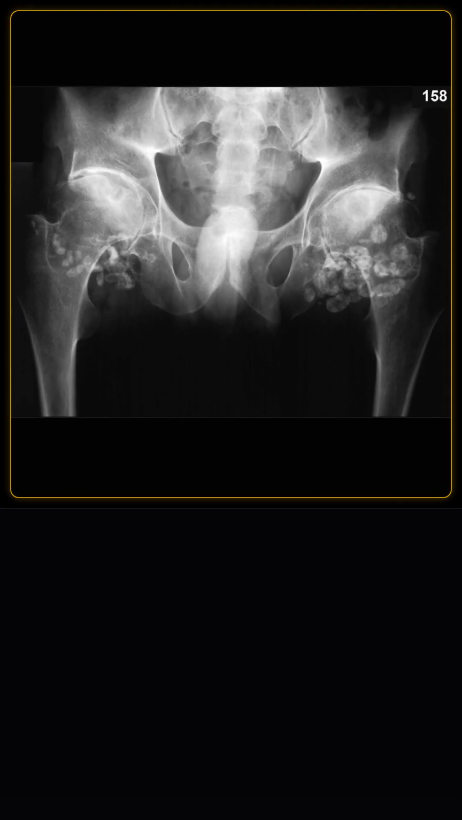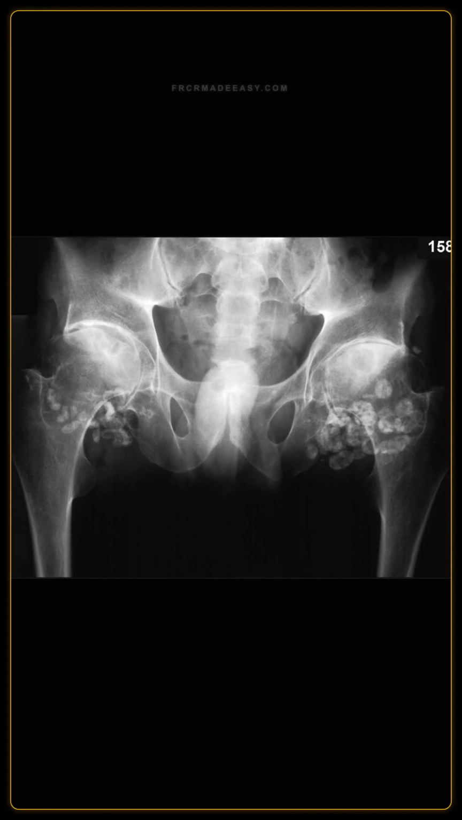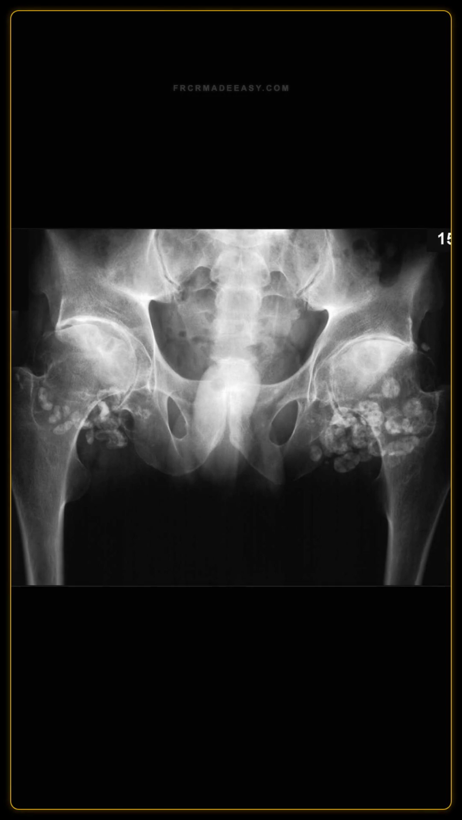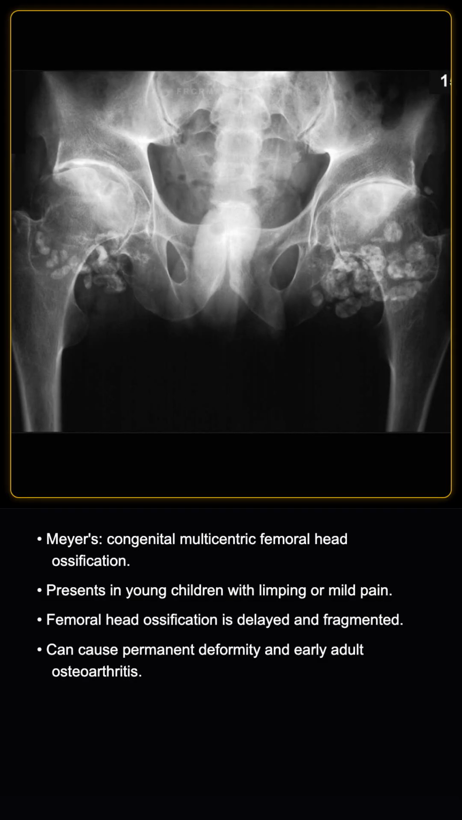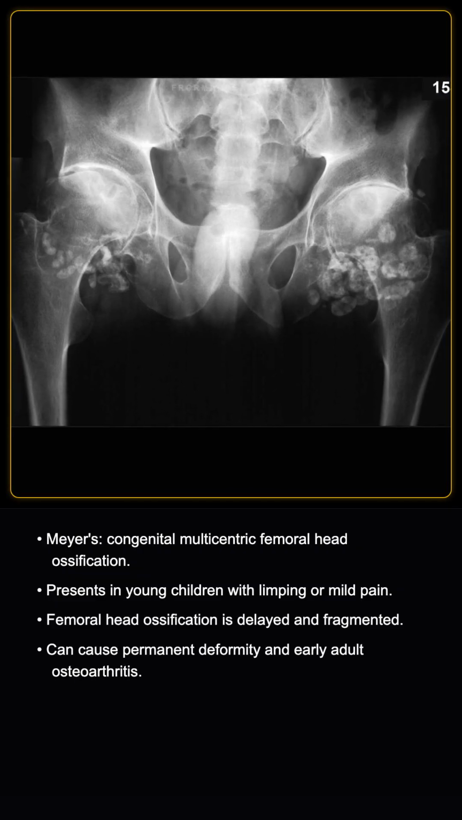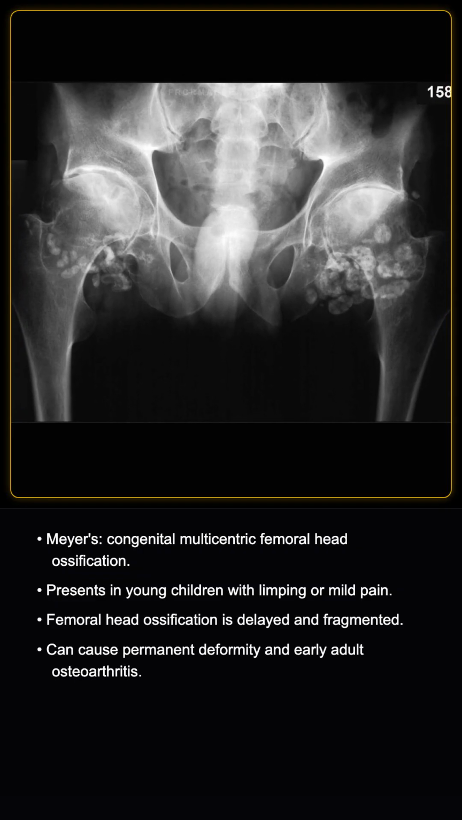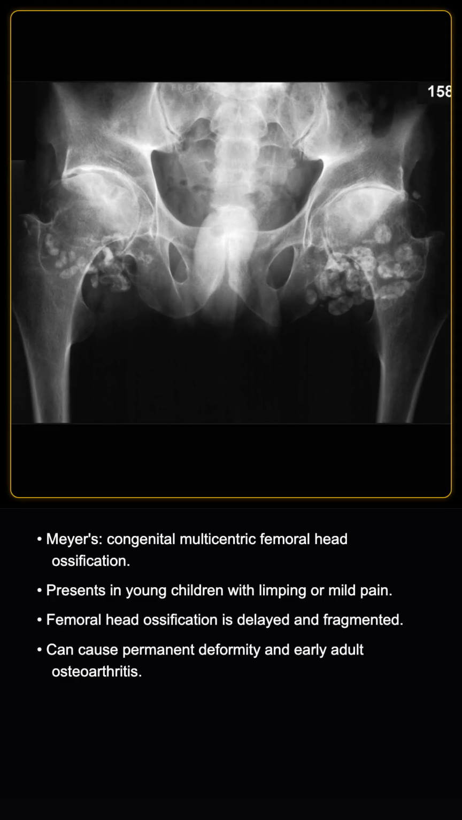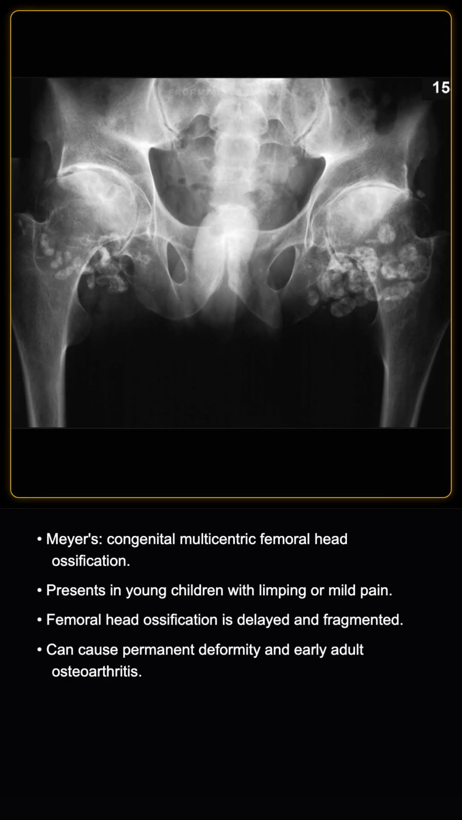What are the key clinical features of Meyer's dysplasia, and what are its long-term skeletal implications? Meyer's dysplasia, also known as congenital multicentric ossification of the femoral heads, is a rare developmental dysplasia. It typically presents in young children between 2 and 6 years of age as an asymptomatic limping or mild hip pain. Radiographically, it shows delayed, irregular, stippled, and fragmented ossification of the femoral heads.